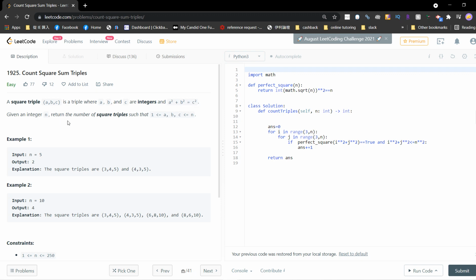Okay, so given an integer n, you need to return the number of square triples such that they are both less than n. Obviously, if c is less than or equal to n, then a and b will be too, right? So actually we only need one constraint. Okay, so this can be very easy to do.